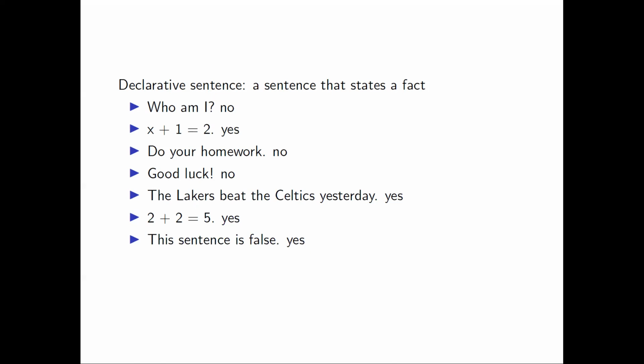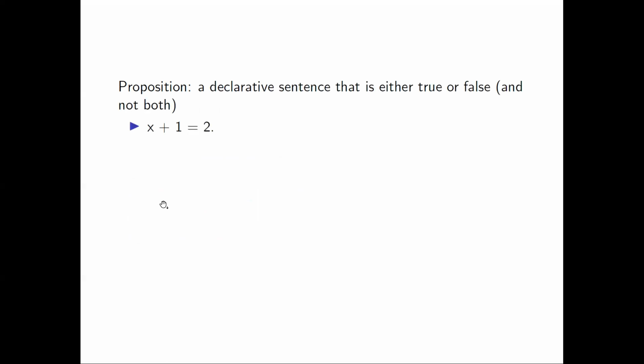And let's now go on to the definition of proposition. So a proposition is a special type of declarative sentence. It's a declarative sentence that is either true or false, and it cannot be both true and false. So it has to be true or false, but not both of them. So let's look at a bunch of examples, like the last slide, just to clearly see which ones are propositions and which ones are not propositions.